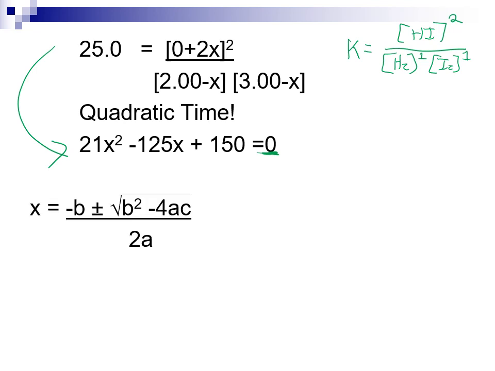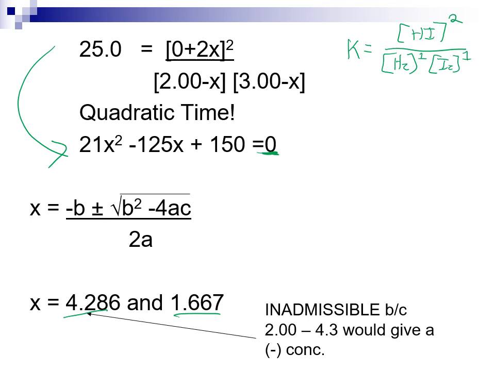Then plug it into your quadratic. Either you or your calculator can work through it, but when you're done, you should end up with two values for x, one at about 4.3-ish and one at about 1.7-ish, and only one of them is real, one of them is inadmissible. We have to look at what they're saying in the ICE table. And again, because we're starting with 2 and 3 moles per liter in our ICE table, if we were to subtract 4.3 from either one of those, we would end up with a negative concentration, and that is impossible. So therefore, x is equal to 1.667.